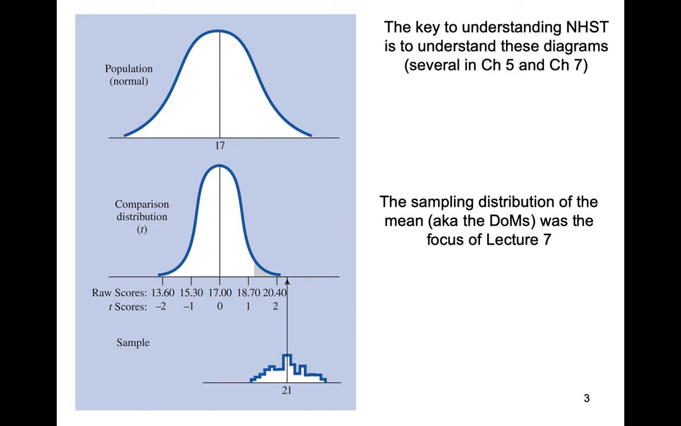The sampling distribution of the mean, otherwise known as a distribution of means, was the focus of lecture 7. If this concept is still a bit fuzzy for you, I highly recommend going back to that lecture, as well as reviewing the textbook for what it conceptually means to have a distribution of means. We're going to be seeing diagrams like this quite a bit more in subsequent lectures, so it's really important to get a handle on what these diagrams mean.